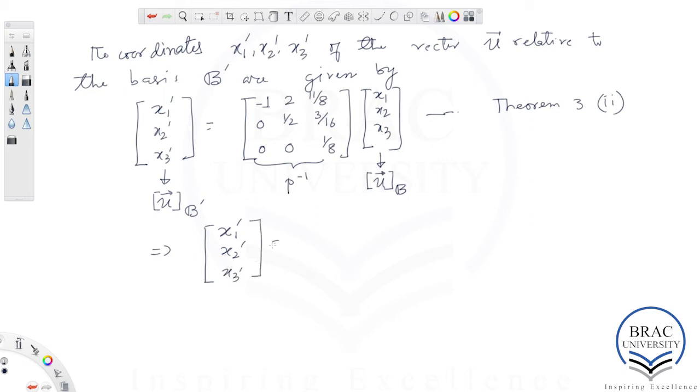Okay, good. Which reduces to this reduced expression of the coordinate matrix of u relative to the basis B prime, in terms of the components of the coordinate matrix of u relative to the unprimed basis: minus x1 plus 2x2 plus 11 over 8 x3. Then we have half x1 plus 3 over 16 x2, and finally we have 1 over 8 x3.